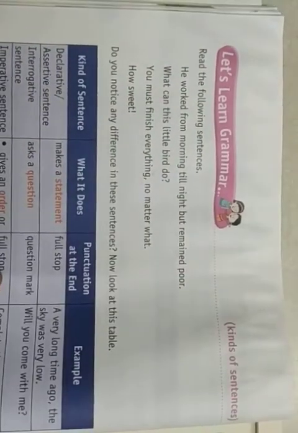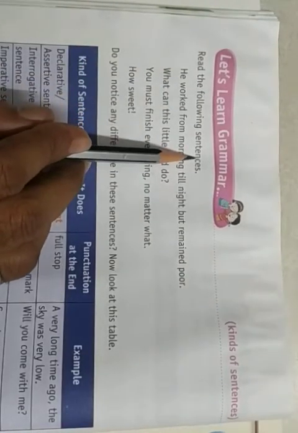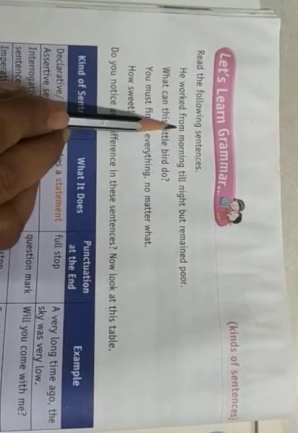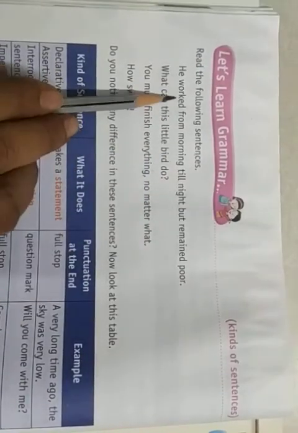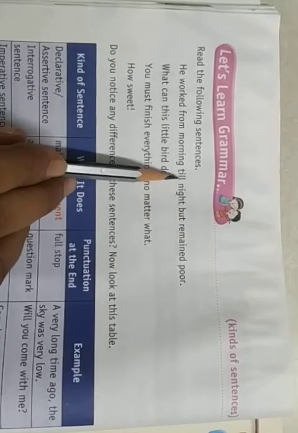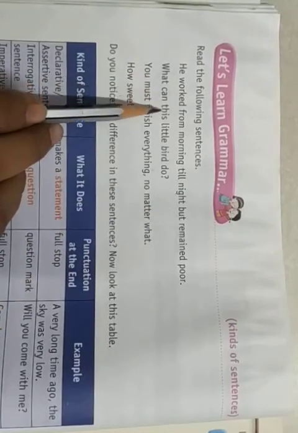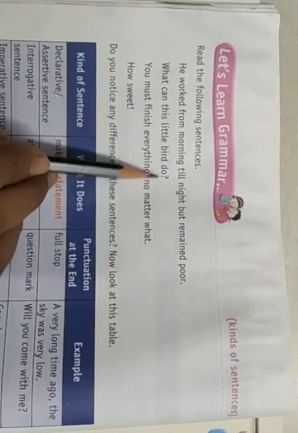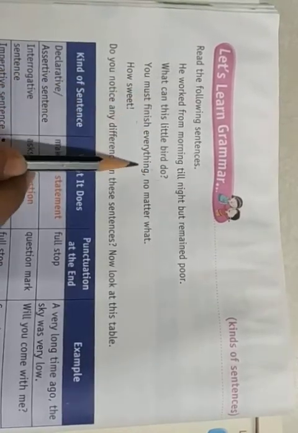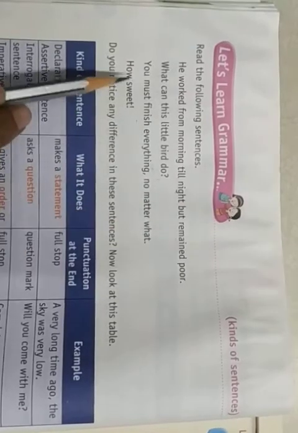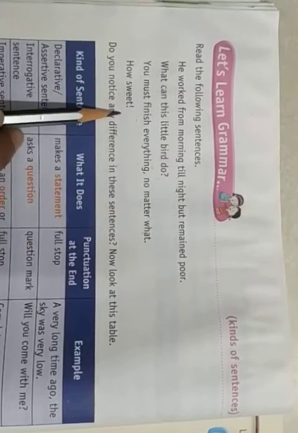Let's learn grammar. Read the following sentences. He worked from morning till night, but he remained poor. What can this little bird do? You must finish everything, no matter what, however sweet.